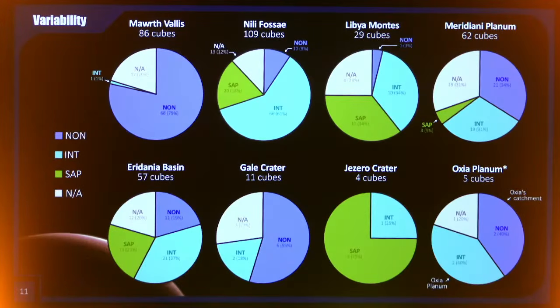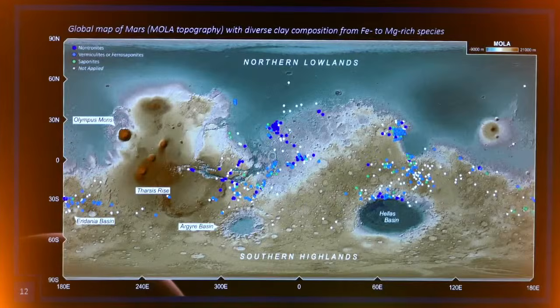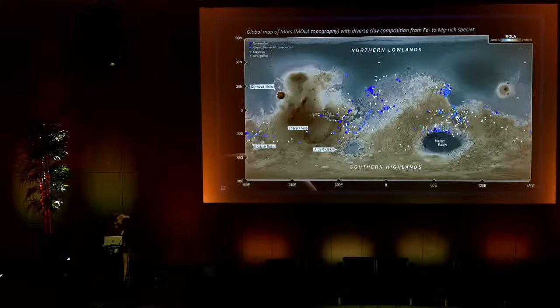So I will not go into details on this. We can also convert it into a map, and you can recognize here the dark blue, which is the nontronite of Mawrth Vallis and the plateau surrounding Valles Marineris, consistent with the literature. The light blue is where you have the more intermediate clays, like ferrosaponite and vermiculite, that dominate the population of outcrops, and a few saponites here and there, for instance in Tyrrhena Terra.